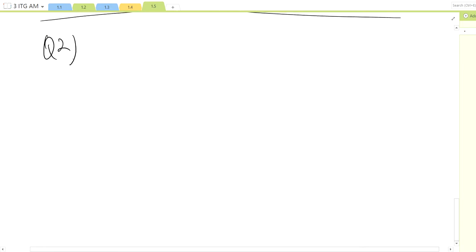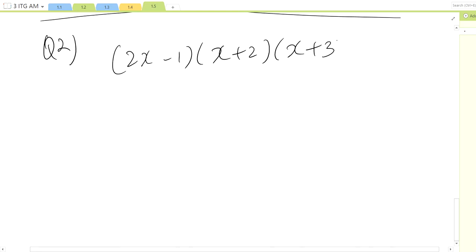Question 2, our answer is 2x minus 1, x plus 2, x plus 3. Okay, all of you should have this. My question is, do you know that some people are actually using their calculators to give them the answer? How do you all do it? Would you like to try and see what actually happens?